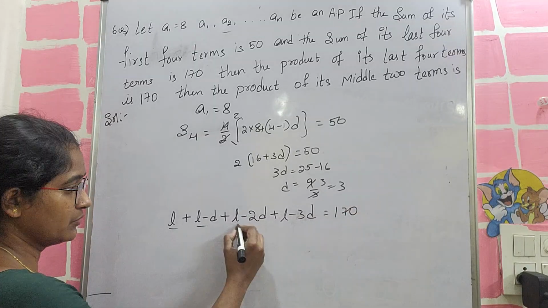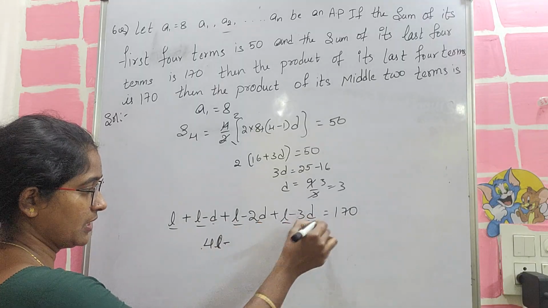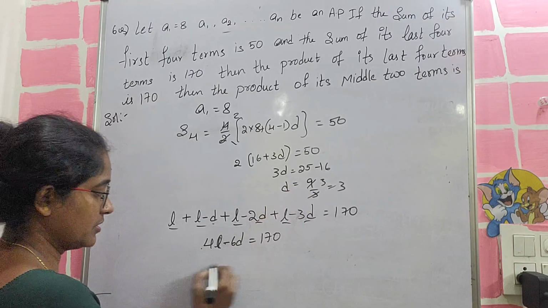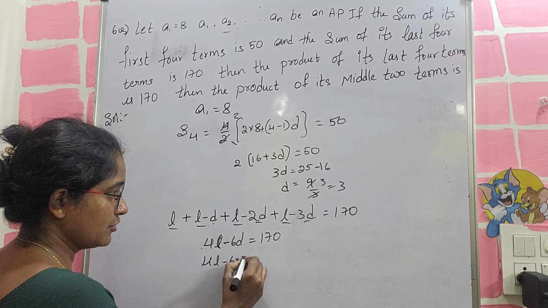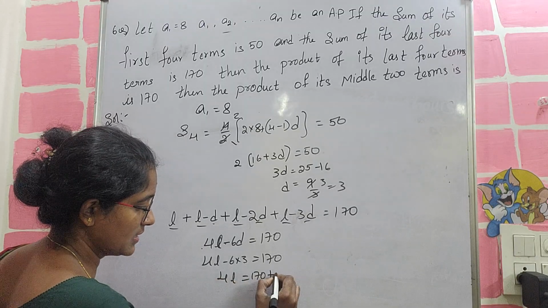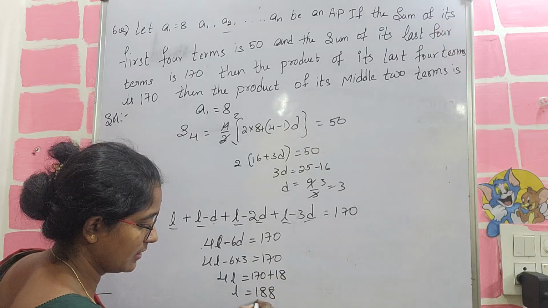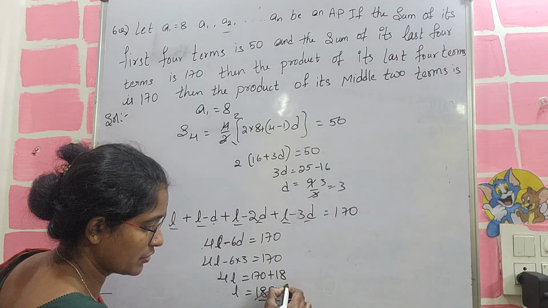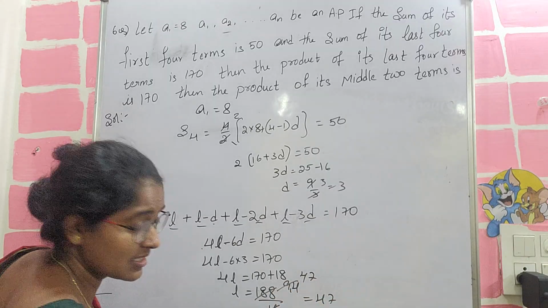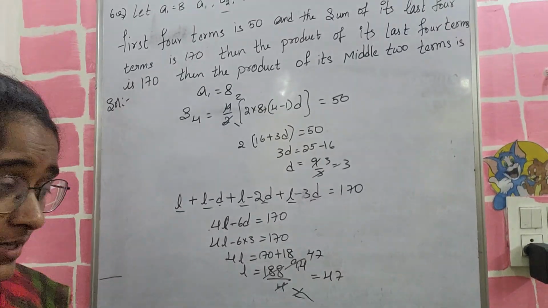Then L, 1, 2, 3, 4, so 4L minus d, 2d, 3d, that is 6d, is equal to 170. In place of d, if I substitute 3, 4L minus 6 into 3 is equal to 170. So 4L is equal to 170 plus 6 threes, which are 18. So it will be 188 divided by 4. If I do it, that is 47. The last term is 47.